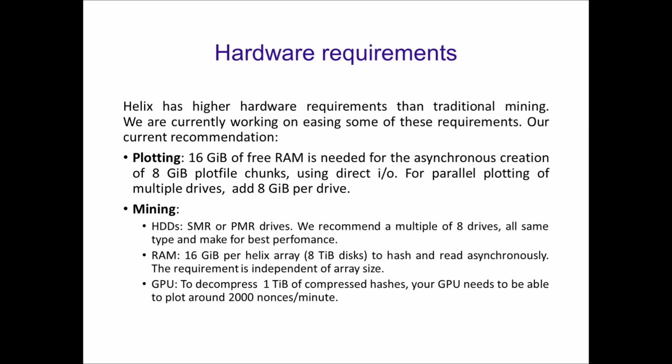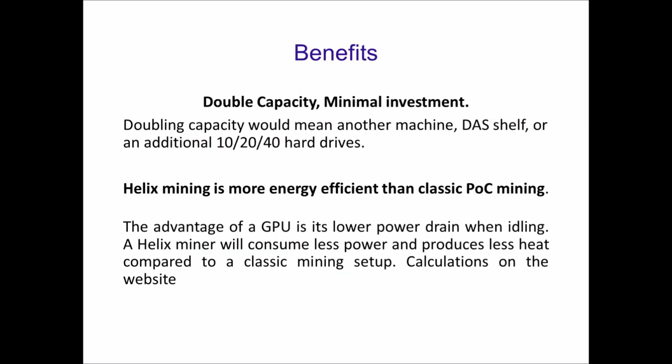Hard drives, SMR or PMR drives, we recommend a multiple of 8 drives, all same type and make for best performance. RAM, 16 GB per Helix array, 8 TB disks to hash and read asynchronously. The requirement is independent of array size. GPU, to decompress 1 TB of compressed hashes, your GPU needs to be able to plot around 2000 nonces per minute.